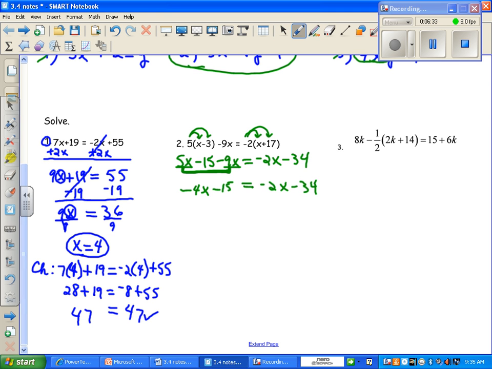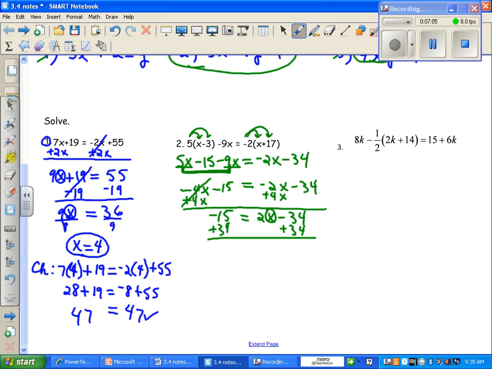So to move my 4x to the right side, I'm going to add 4x to both sides. And the x on the left is gone. You have a negative 15 equaling a 2x minus 34 on the right side. Okay, so x's now are in one spot. We brought it to the right side and it's in one location. Now our job is to get it alone. So to undo whatever is added or subtracted, we will add 34.